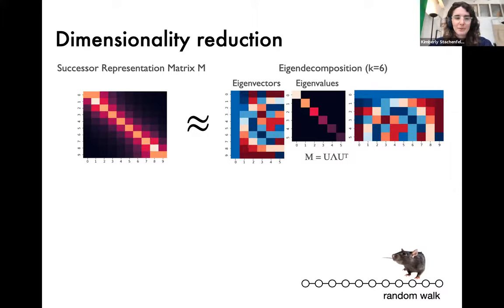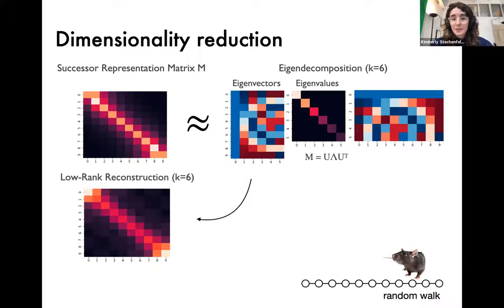And if we have 10 states in our starting environment, we'll have 10 eigenvectors. However, if we truncate these eigenvectors, removing the ones that have the smallest eigenvalue, then we can reconstruct this matrix, but with a lower resolution. So this is a low rank reconstruction because we only kept 6 of the eigenvectors.